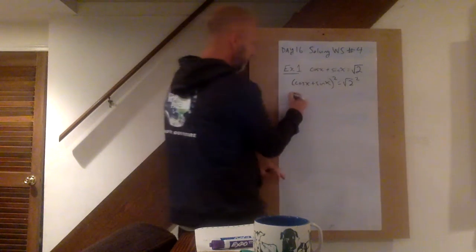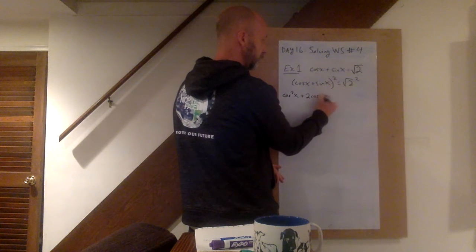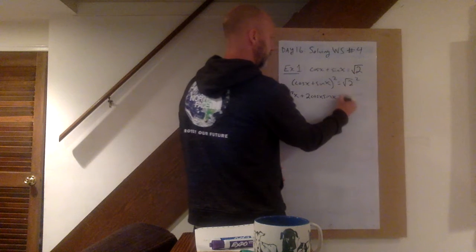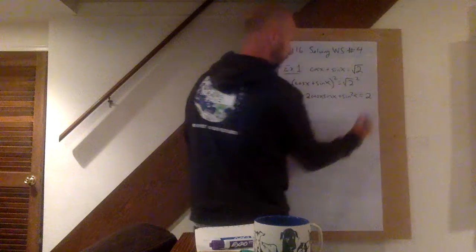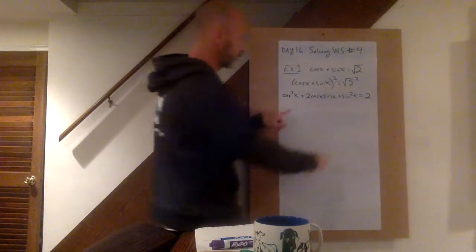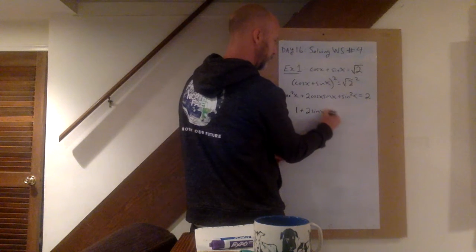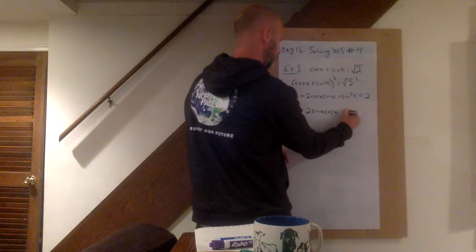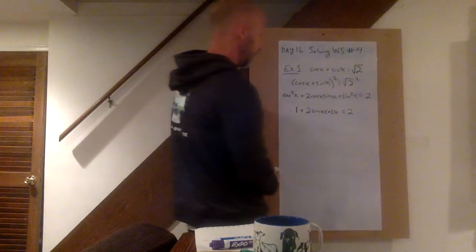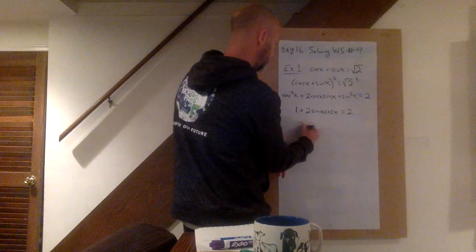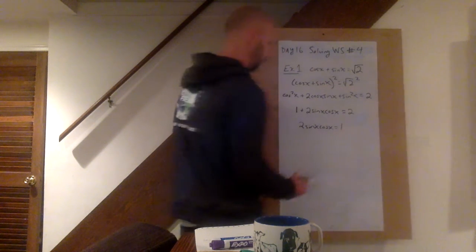The binomial on the left, when you square it, you get cosine squared plus twice the middle term, 2 cosine sine, plus sine squared. And then on the right, when you square the root 2, you get a 2. Of course, on the left, we see the Pythagorean identity. Sine squared plus cosine squared is equal to 1. I'm flipping the order of that middle term, and you can probably guess why. I subtract 1 from both sides so that I get 2 sine x cos x equals 1, right?